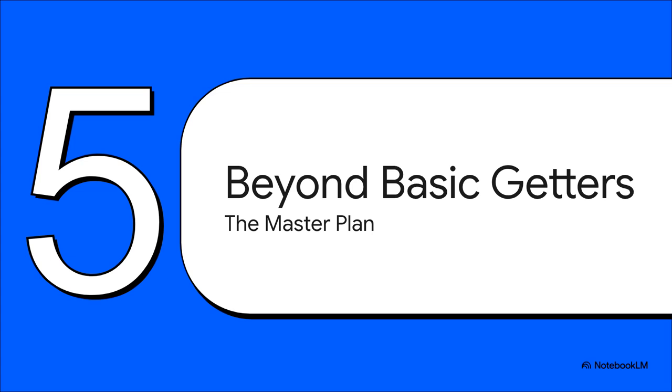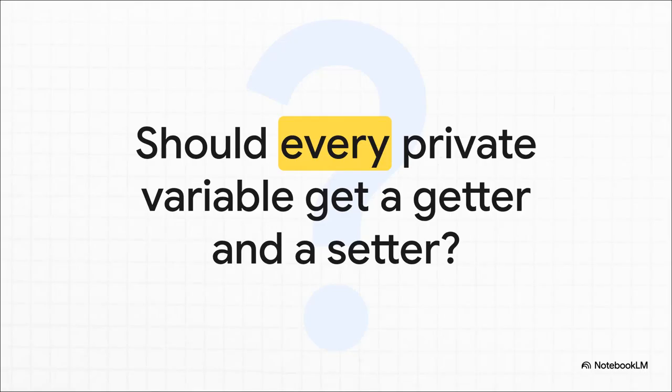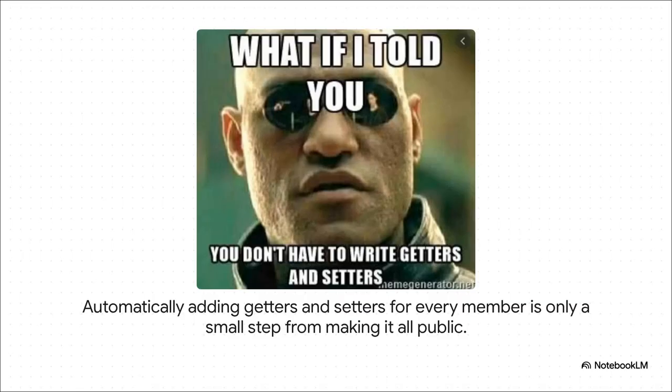So we've built a really solid foundation here, but now it's time to level up, to add a layer of professional nuance. It's time to think beyond just automatically slapping getters and setters on everything and start creating a real master plan for our data. Which, of course, brings us to a really critical design question. If you have, say, 10 private variables in your class, should you just mindlessly write 20 functions, a getter and a setter for every single one? Well, what if I told you that you don't have to? In fact, blindly adding getters and setters for every single variable can actually defeat the whole purpose of encapsulation we're trying to achieve. It's just a tiny step away from making everything public again.